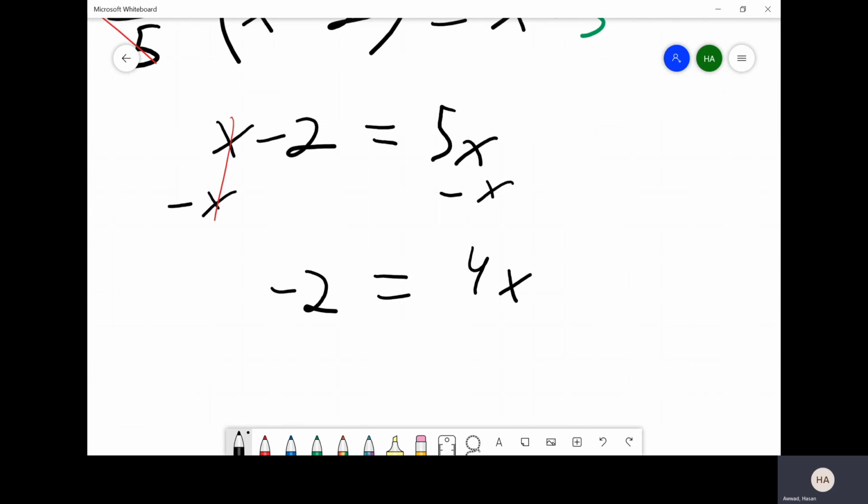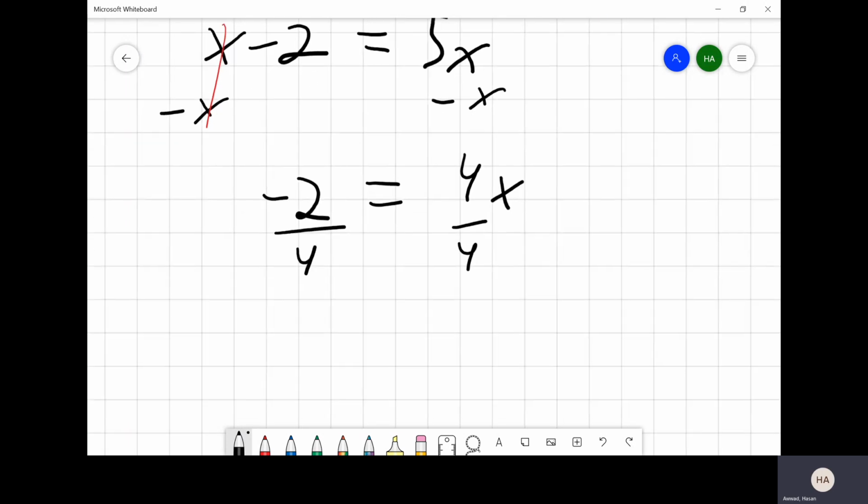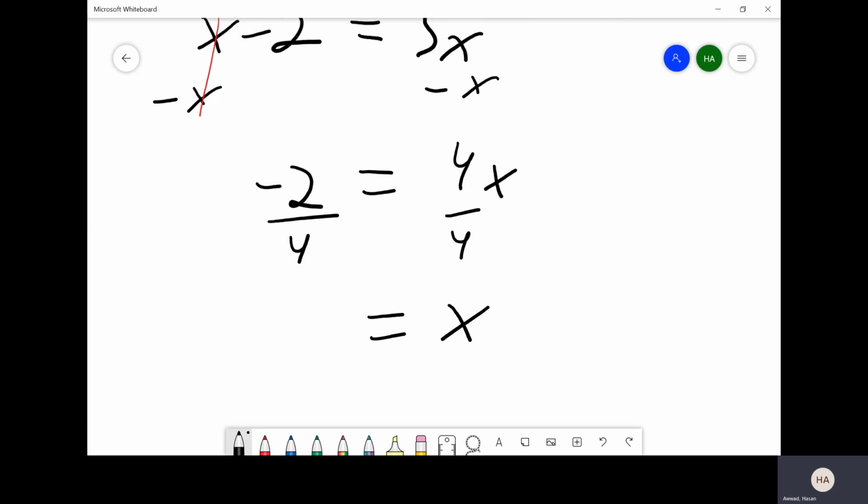So we have to look at our final operations tied to our variable. The last operation that's tied to our variable is this guy right here, right? We have a 4 times x. So to undo multiplication, we have to divide by 4. So we divide by 4 here. And whatever we do to one side, we do to the other, right? So we divide by 4, divide by 4. x is now by itself, which is exactly what we wanted.